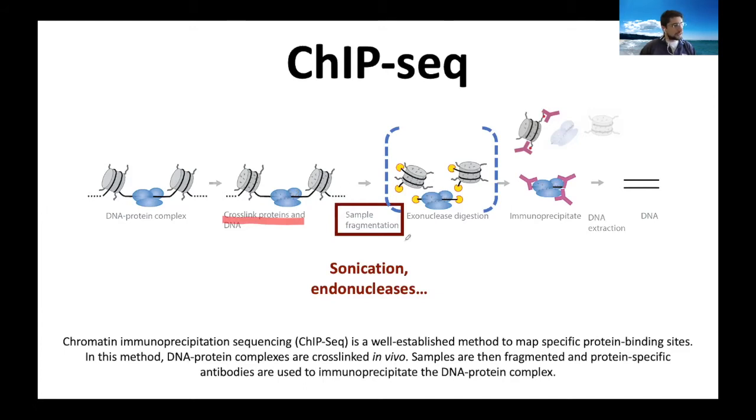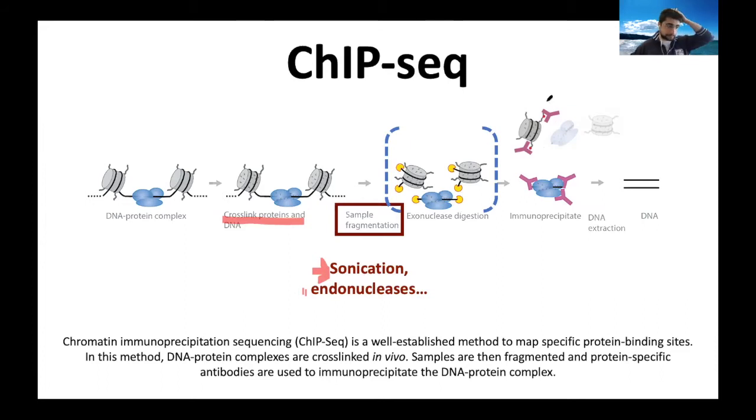What you do next is you basically fragment your sample. So you fragment your chromatin either by using sonication or by using endonucleases, such as DNase I or MNase. There are many specific endonucleases. And after this digestion or fragmentation, you can call it fragmentation if you want, you incubate your fragmented chromatin with antibodies that are recognizing your protein of interest, okay?